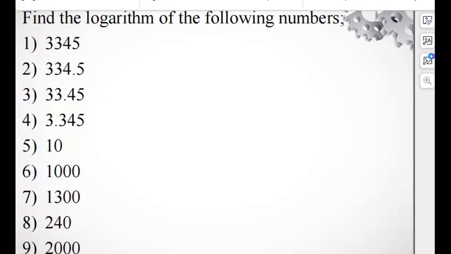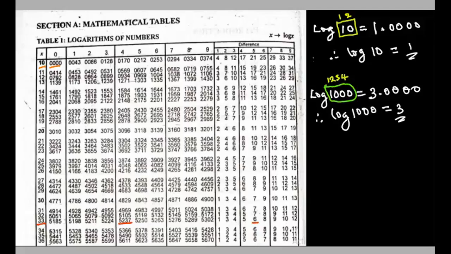So let's look at the next question here. Log of 1300. The same thing: determine, this is a whole number, good. How many digits are in this whole number? 1300. That is 4 digits. So with 4 digits, just do a minus 1, and I will have 3 point something here.